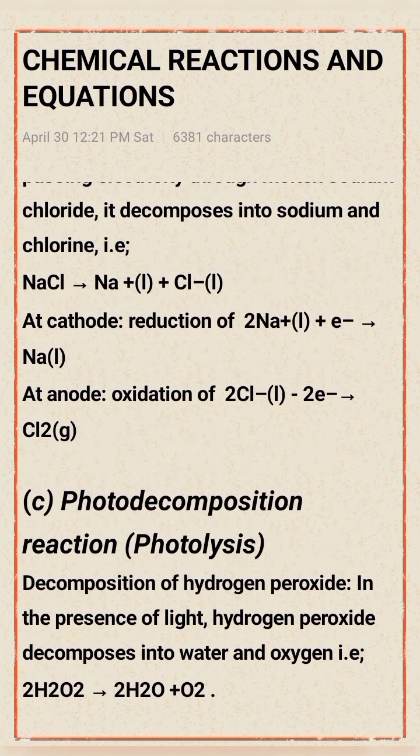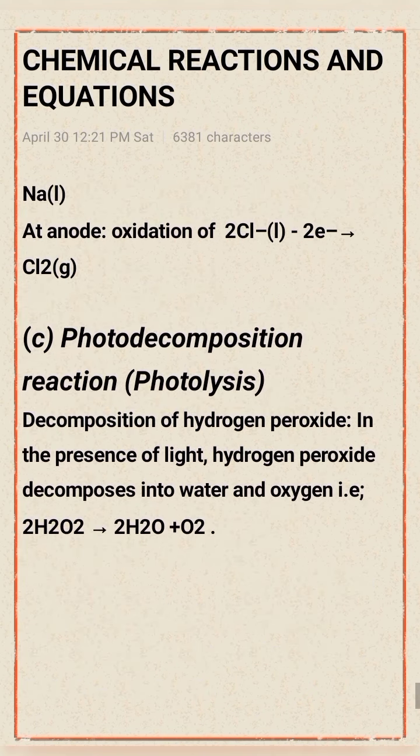Next, photodecomposition reaction by photolysis. Decomposition of hydrogen peroxide. In the presence of light, hydrogen peroxide decomposes into water and oxygen. That is, the balanced equation: 2H2O2 gives 2H2O (water) plus oxygen O2. Okay.